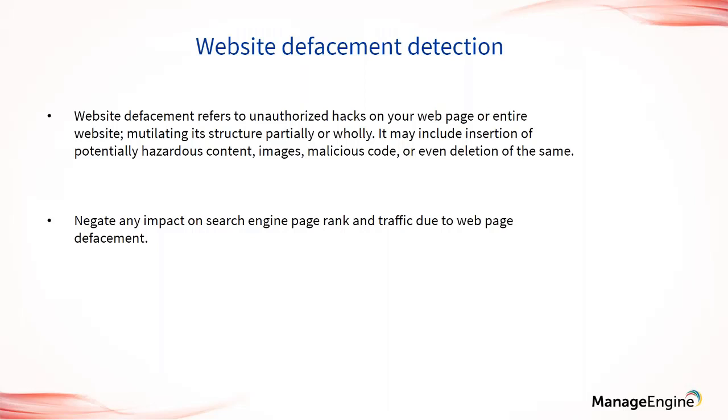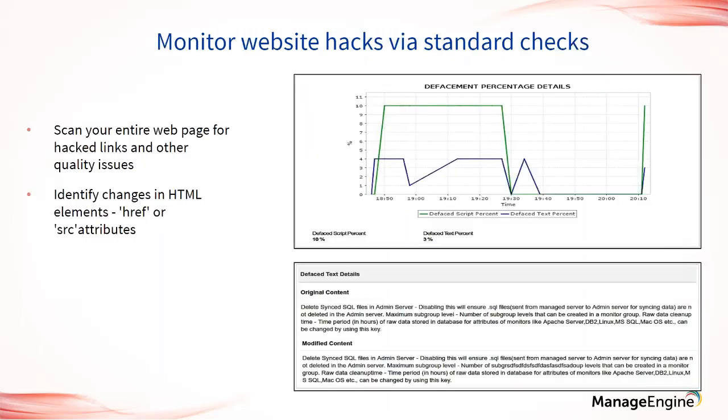We scan your entire web page for hacked links and other quality issues. We perform text monitoring, and if there is any defaced text, it will be shown, as you can see in the screenshot, along with the original content and the modified content, which will help you analyze what particular text changes have been made. Not only text changes, but script, iframe, anchor, there are 6 HTML elements which we support. We will be discussing that in the product UI in detail.